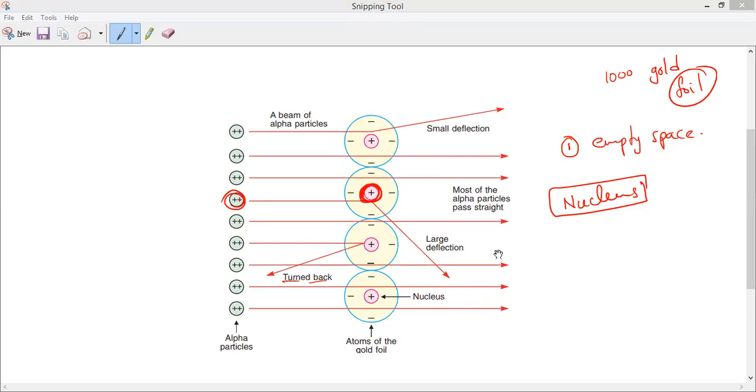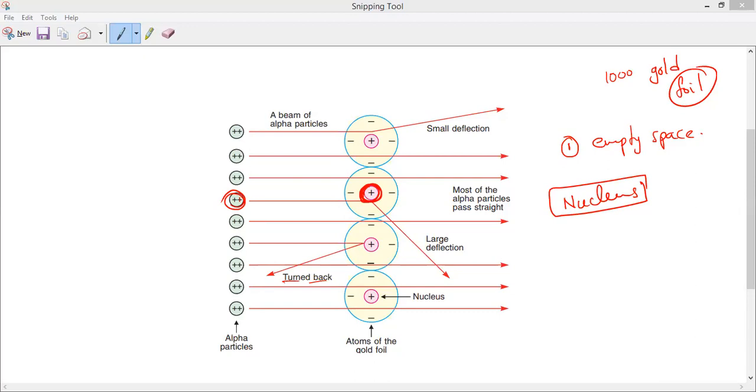Most of the alpha particles are going in a straight line without any deviation. So from that, we can say it is what, guys? Most of the atom is empty space. Now, what is the second explanation he has given?